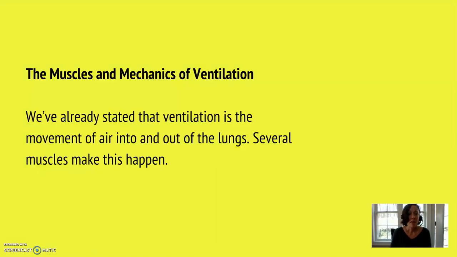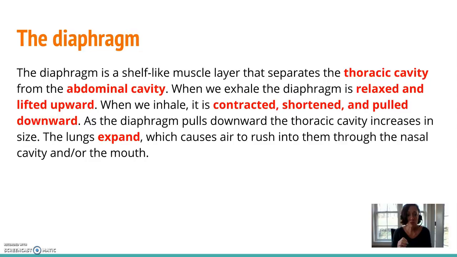We've already talked about the fact that ventilation is moving air in and out of the lungs, but how does it happen? Well, a lot of muscles are involved. The primary one is your diaphragm. Your diaphragm, we talked about last week, is that shelf of muscle, that layer of muscle that separates the thoracic cavity from the abdominal cavity. So when you exhale or blow out, the diaphragm muscle relaxes. When that relaxes, the muscle lifts upward slightly. When you inhale, that muscle is contracted, which makes it shorter, and it pulls it downward.